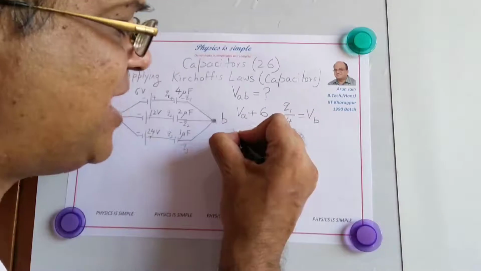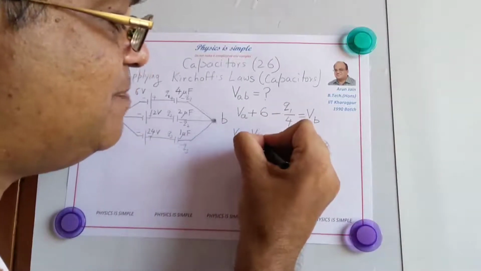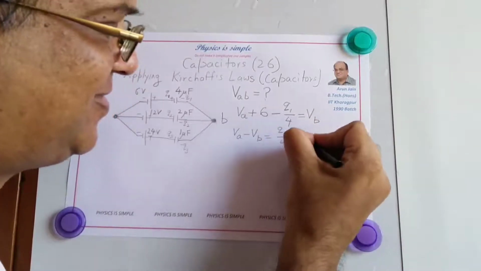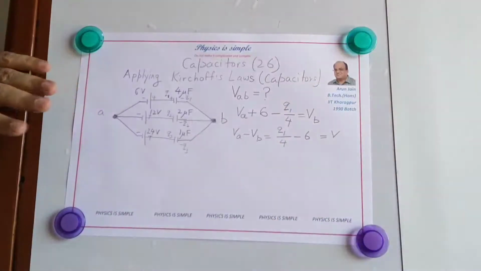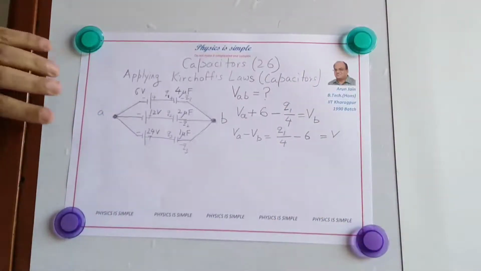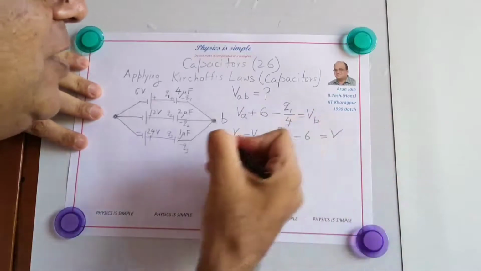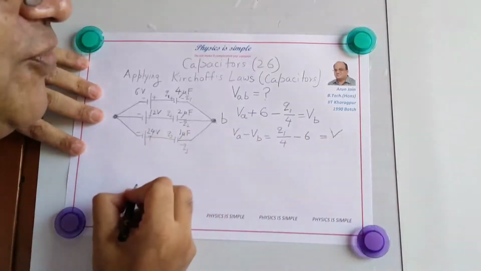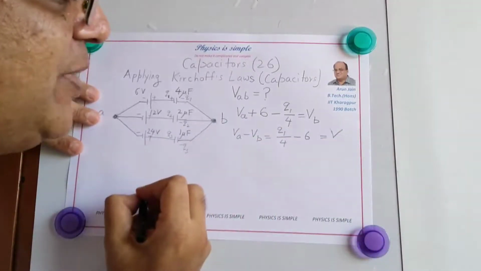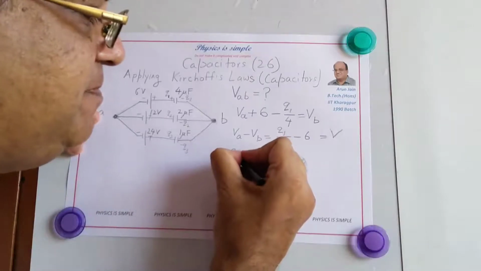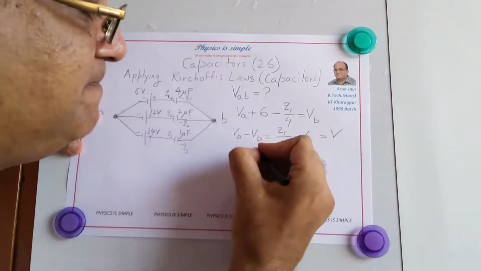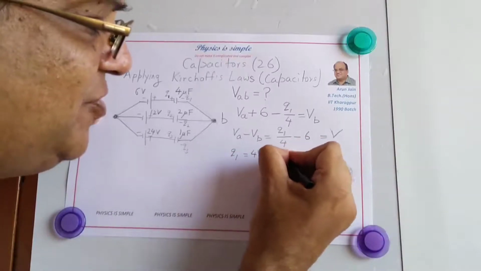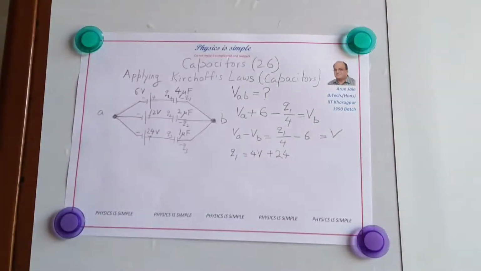Therefore VA minus VB will become Q1 by 4 minus 6. We can call this V. VA minus VB, we can call it V, the potential difference, which is what we want to calculate. We can write it as VAB, but V is much simpler. So now we can simplify and solve for Q. This entire equation we can multiply by 4, so we get Q1 equal to 4V plus 24. So this is the equation we get for Q1.